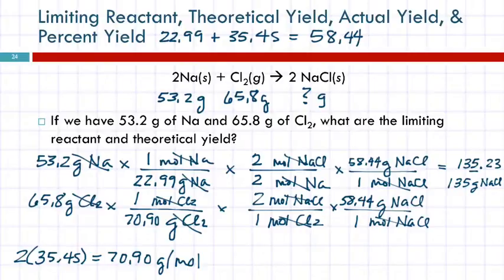65.8 divided by 70.9 times 2 times 58.44. That gives 108.47 and some more digits. Again, this is going to be a 3 significant figure answer, so that would be 108 grams of sodium chloride. Any questions?